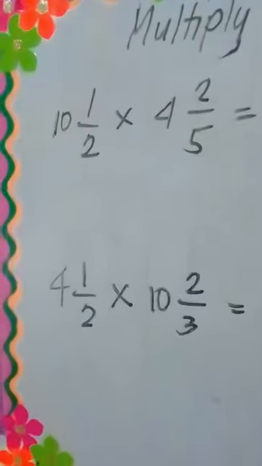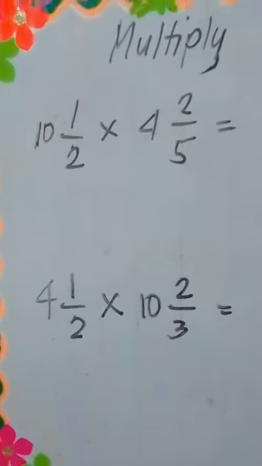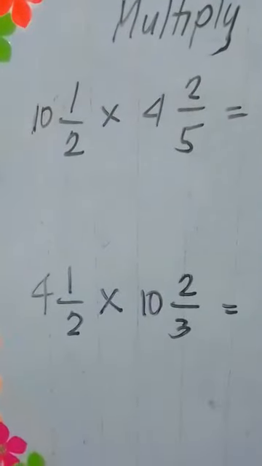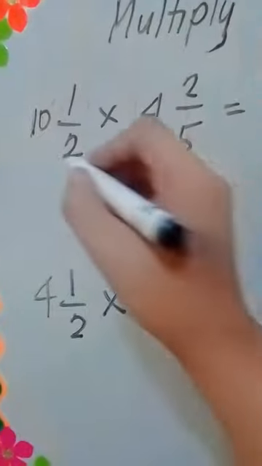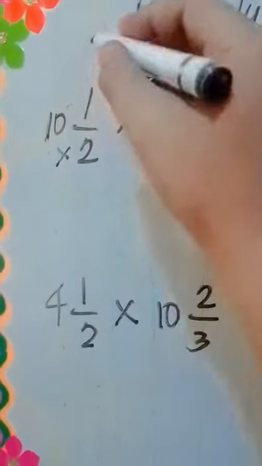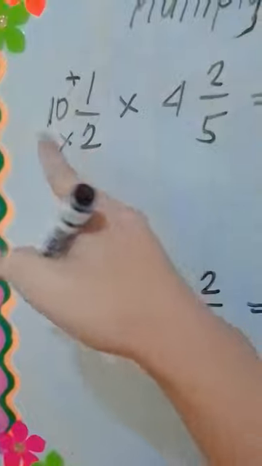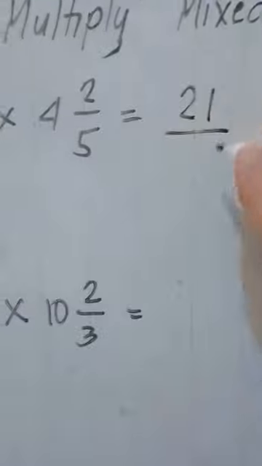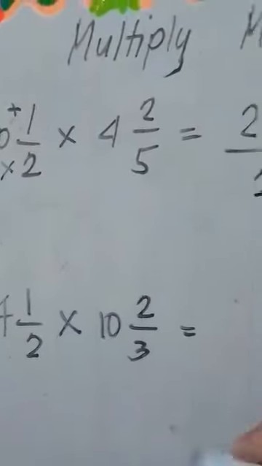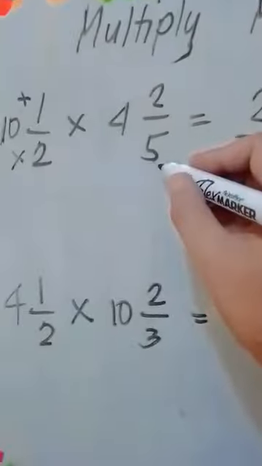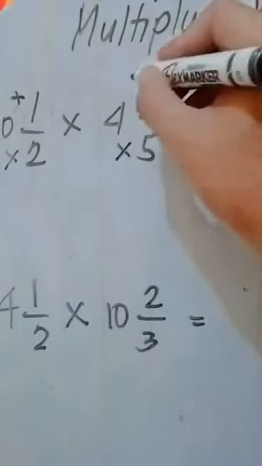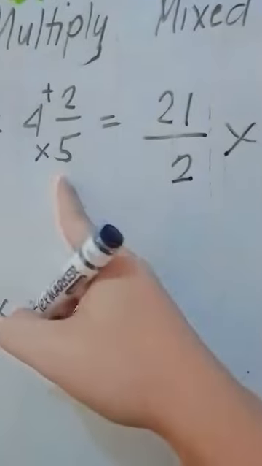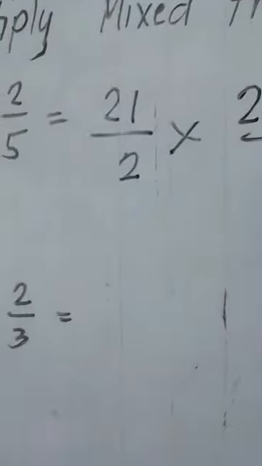Okay? The first thing we will do is change this mixed number into an improper fraction. So what we do is multiply then plus. So 2 times 10 equals 20 plus 1 equals 21 over 2. Then times 5 times 4 plus 2 equals 22 over, copy the denominator 5.